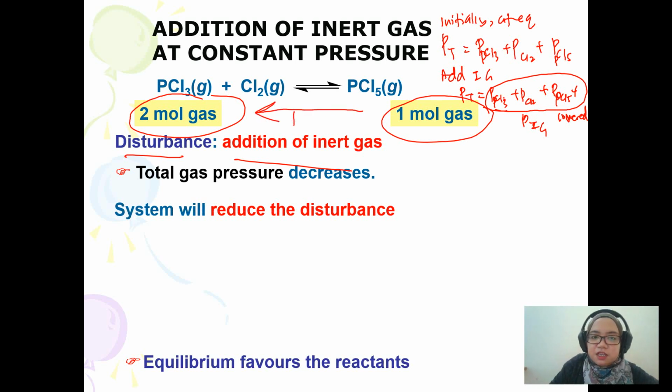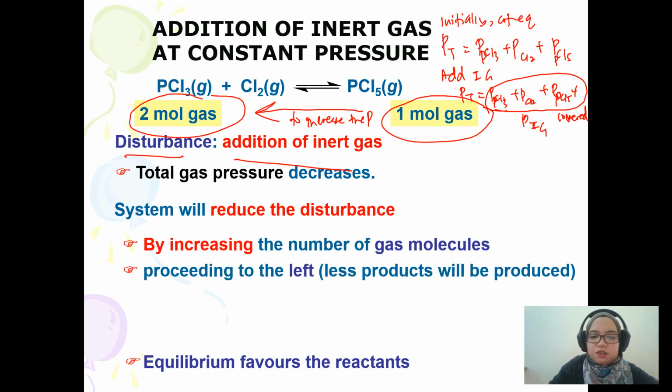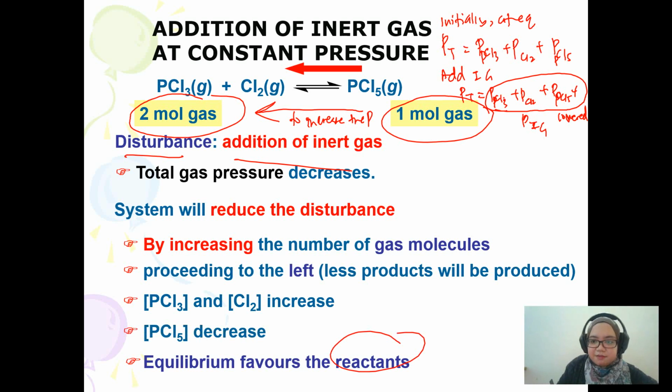Okay? So, in order to increase the pressure, the system will shift to the side with more number of moles of gas to increase the pressure. So, the system will reduce the disturbance by increasing the number of gas molecules, proceeding to the left. So, bila kita proceed to the left, less product will be produced, more reactant will be produced. Okay, so PCl3 and Cl2 will increase and the concentration of PCl5 will decrease. So, the equilibrium will favour the reactant. Okay? Alright. Boleh faham? Okay?